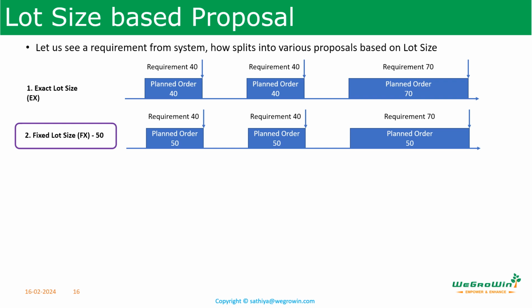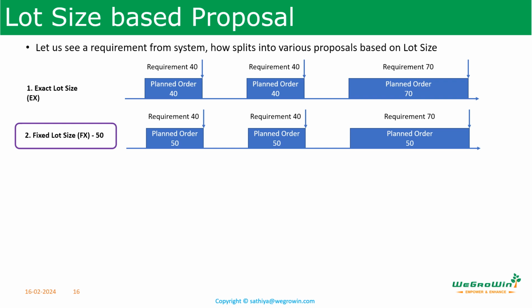The next method is called fixed lot size, which means we are telling the system to create the planned order with a fixed quantity of 50 numbers. How does this work? Let us see the same requirement, the 40, 40, 70. Because we gave this as a fixed quantity, the first week the system will create a planned order for 50. The second week it will create a planned order for 50. In the third week, please note it has not created 70. Because it is checking: 40 plus 40 plus 70 is a total of 150, and planned orders already created are 50 plus 50, 100, so the remaining is 50. The fixed lot size is also matching with that, so it will stop with that 50. That is how fixed lot size will work.